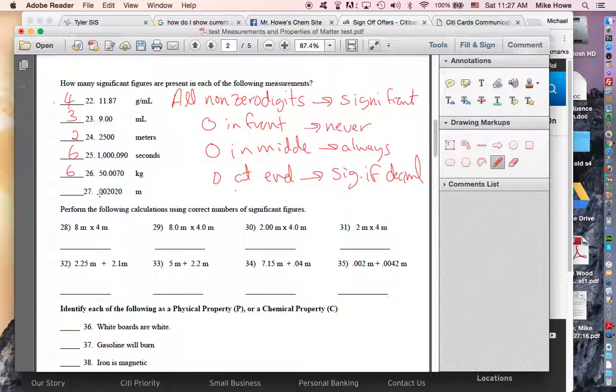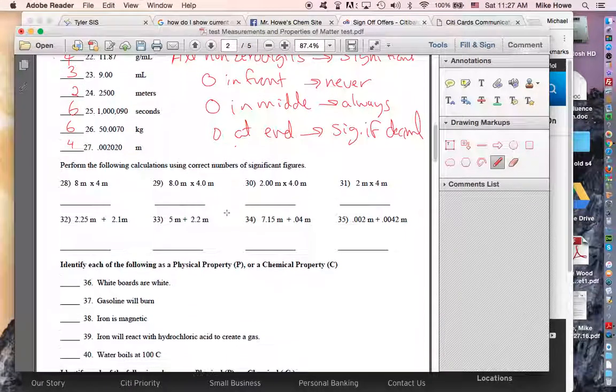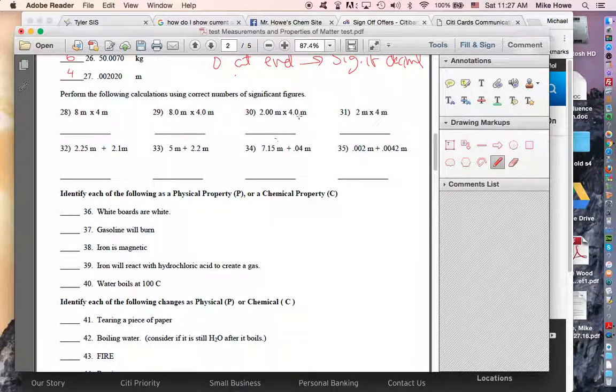Here you got 0 in front, non-zero, 0 in the middle, non-zero, 0 at the end with a decimal. So the first 2 are not significant because zeros in front are never significant, but the other 4 are significant based on the other 2 rules. So 4 sig figs. All right, now in this section I'm going to remind you of the math rules.